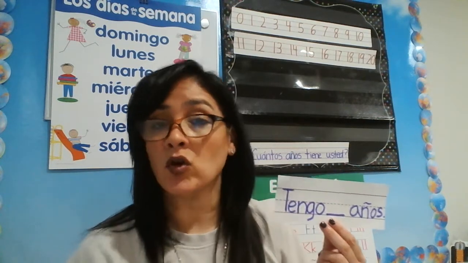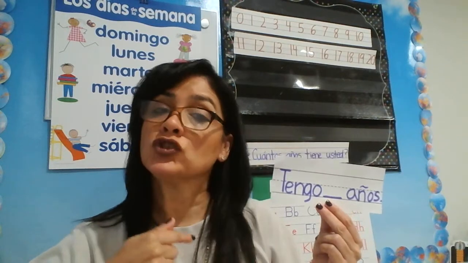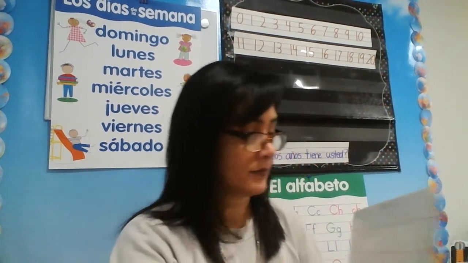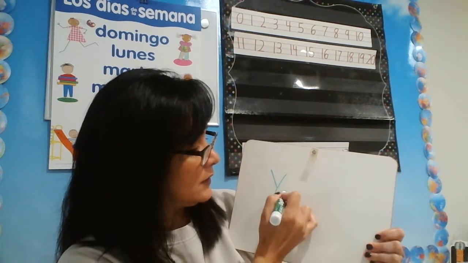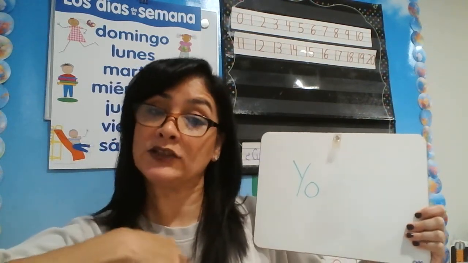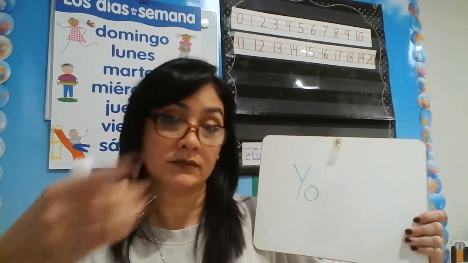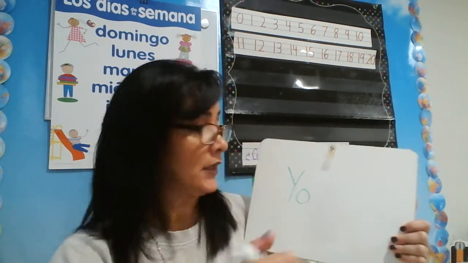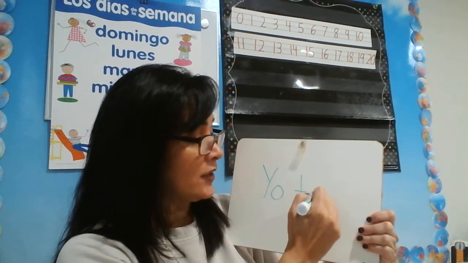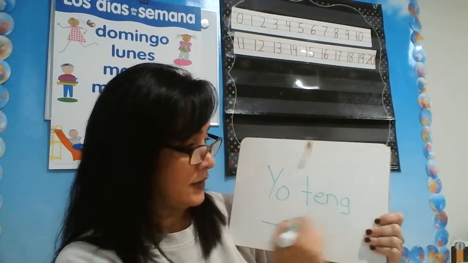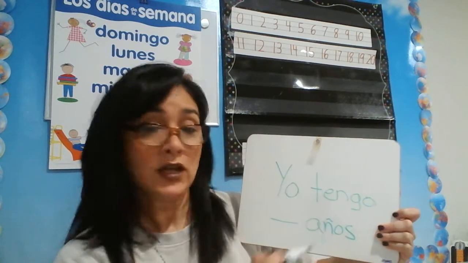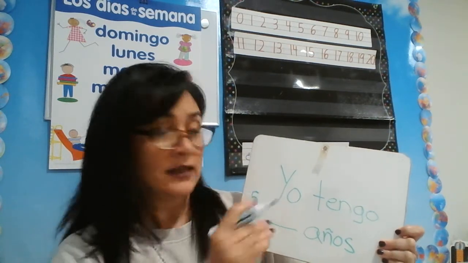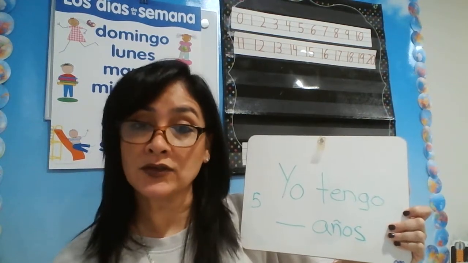Really, before the tengo, we would say yo. Yo in Spanish, and I'll write it on my board. Yo in Spanish, point to yourself and say yo. Repite yo. Yo means I. So really you would say yo tengo, then the number in Spanish, and then años. Yo tengo 5 años. I am 5 years old.